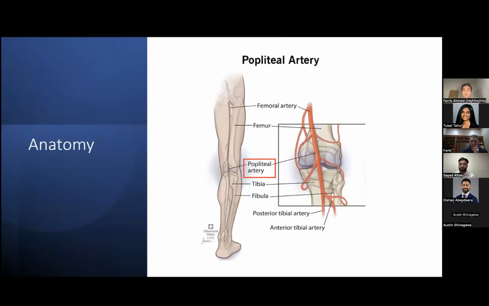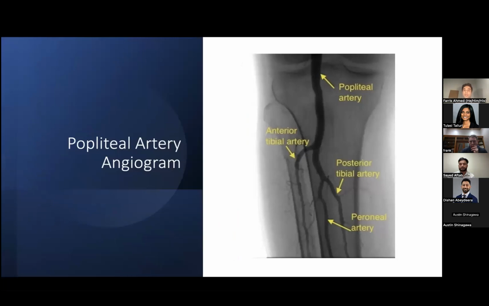This is a good schematic to see exactly where we're looking in terms of anatomy. The femoral artery runs down the leg, and then that turns into the popliteal artery. That branches into the anterior tibial artery and posterior tibial artery. So the lesions are mostly occurring right behind the knee, where the femoral artery turns into the popliteal artery. This is an angiogram looking at what I just described: the popliteal artery, which branches off into the anterior and posterior tibial arteries.